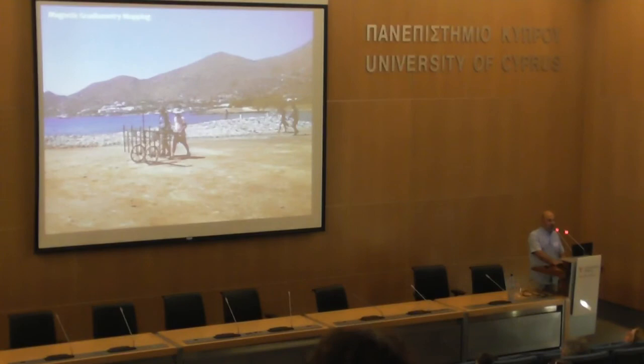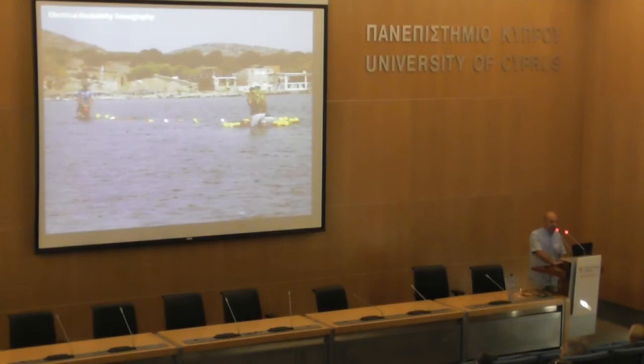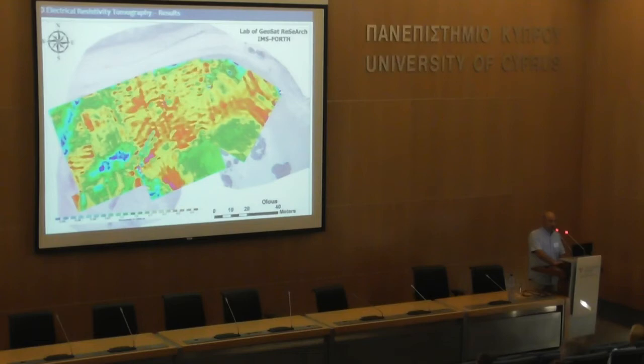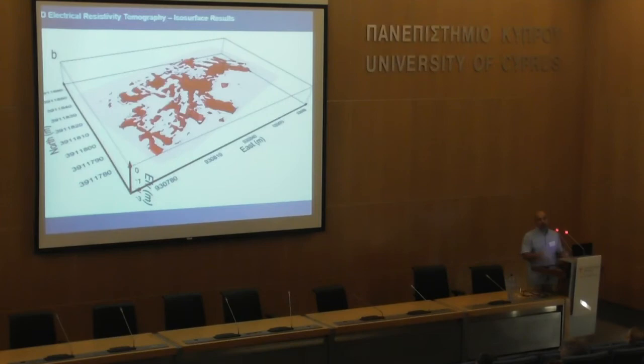Here you have a picture of how the electrical resistivity tomography was conducted, which gave us the results I show you now. We have structures from the seabed down to at least 2 meters, which is evidence that what is now apparent on the surface of the seabed is just the upper level, and we have structures and previous phases down to 2 meters below.